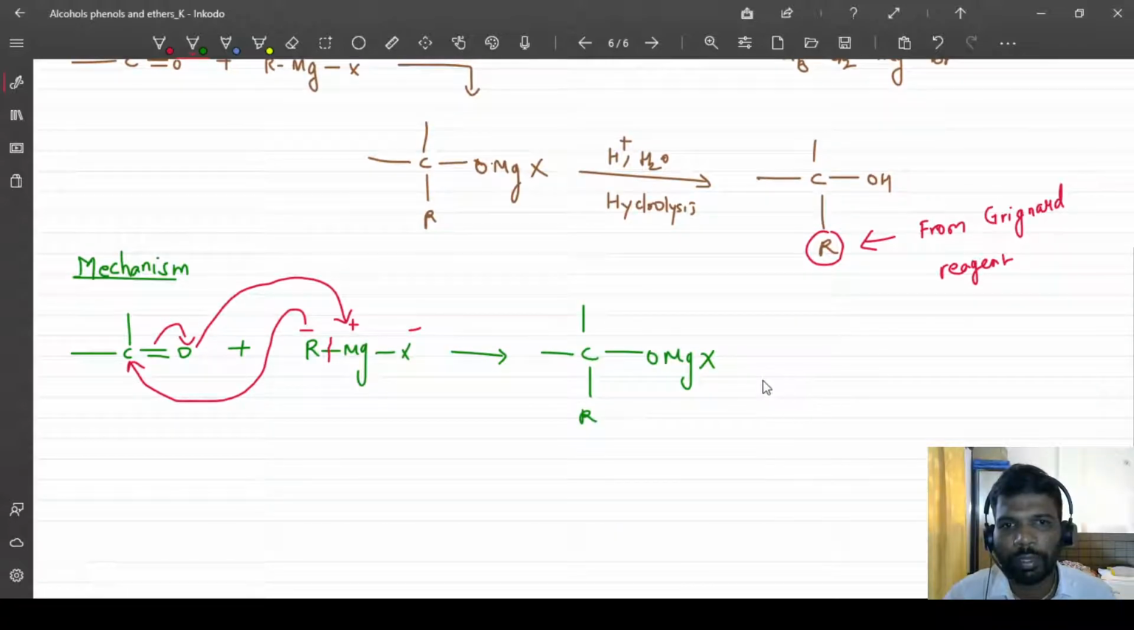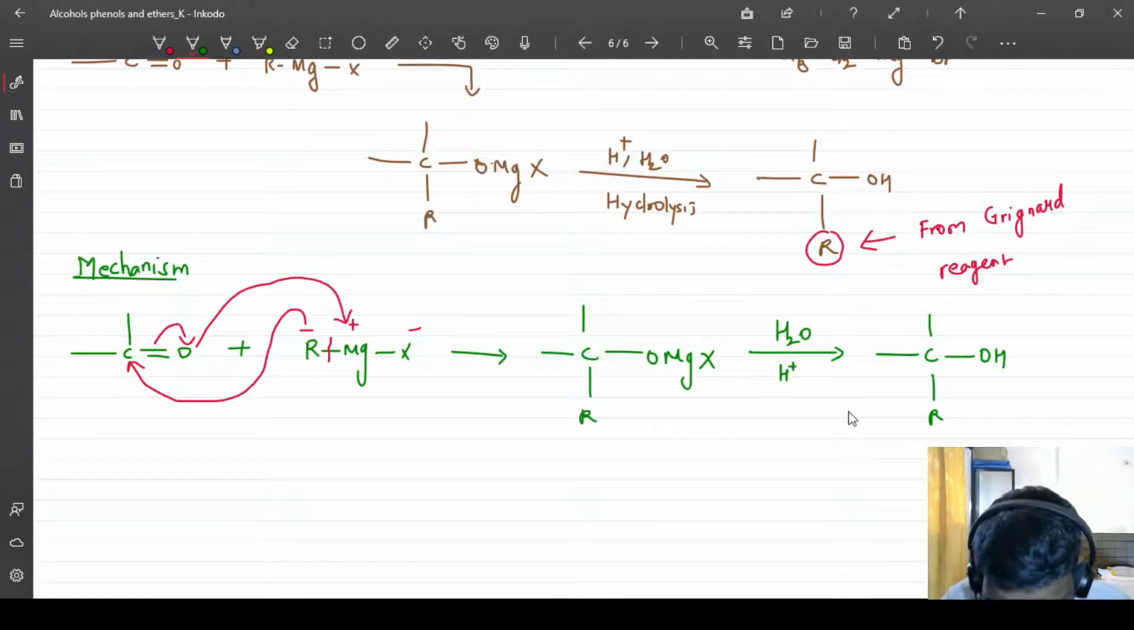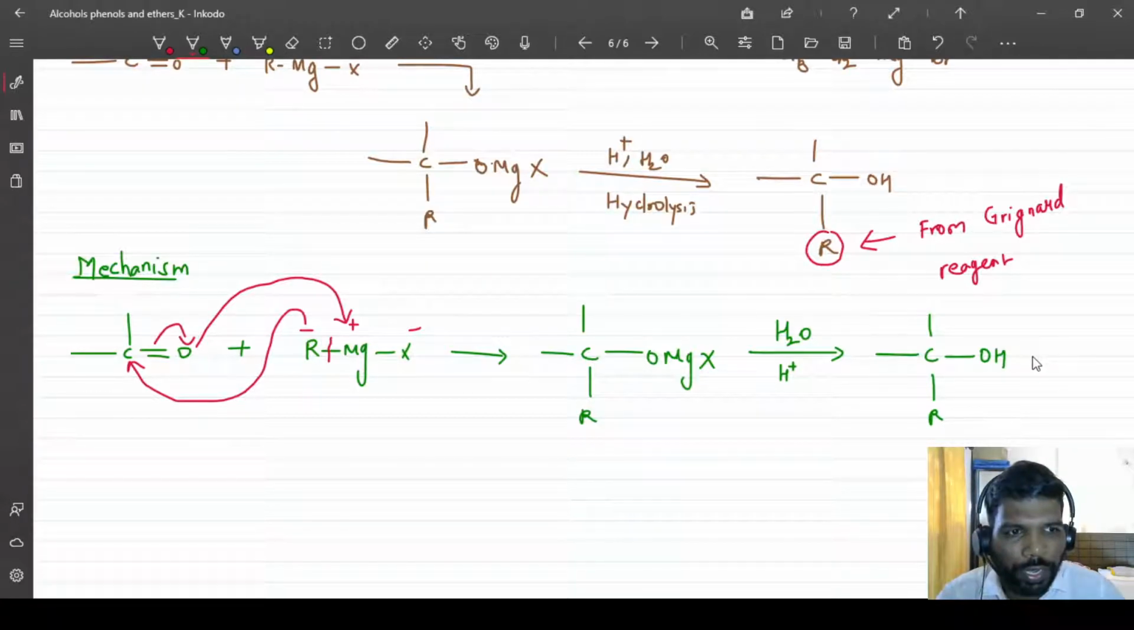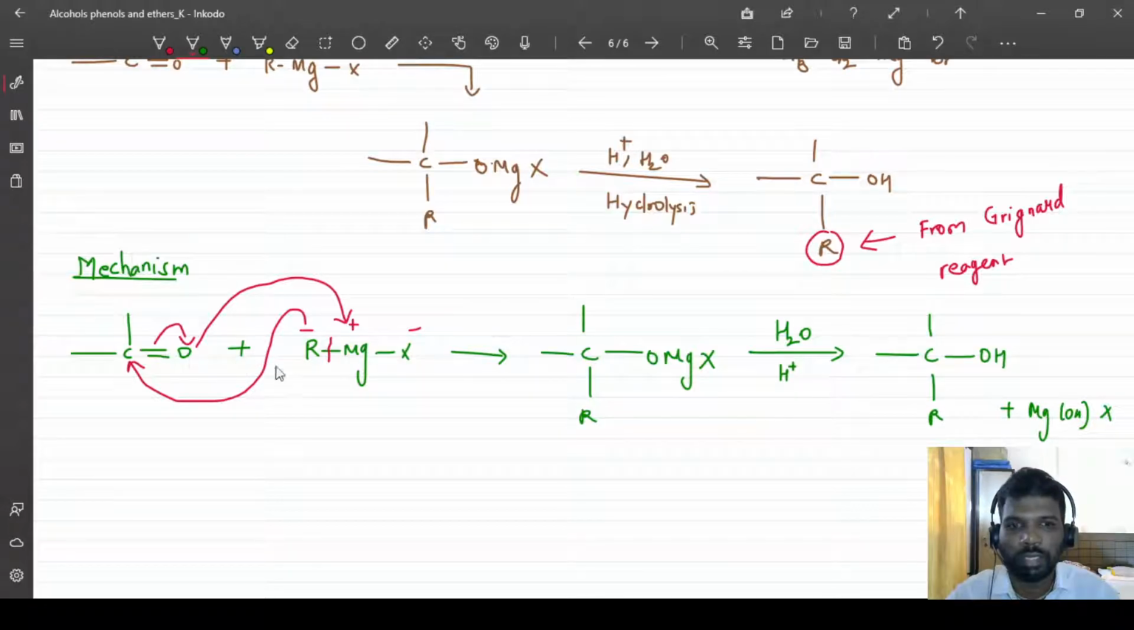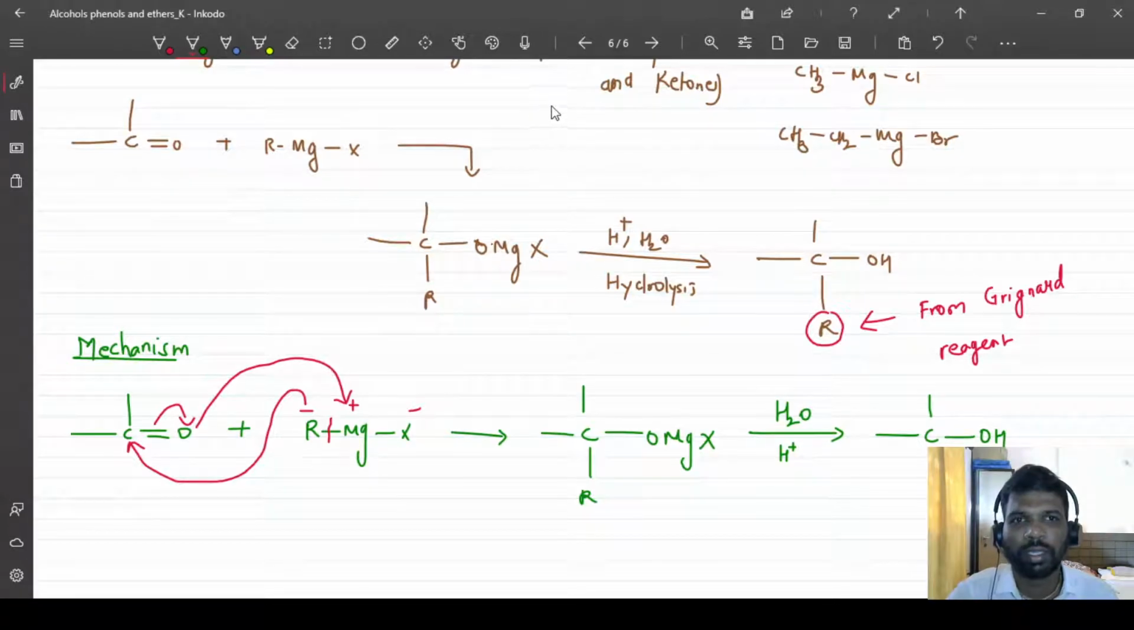Further, if you do the hydrolysis with H2O in the presence of acid, what we get is R and this O is converted to H. And the byproduct we get over here will be MgOHX. Okay, this will be the byproduct. And this is the general mechanism. Let us take some examples and understand what the products would be using this.